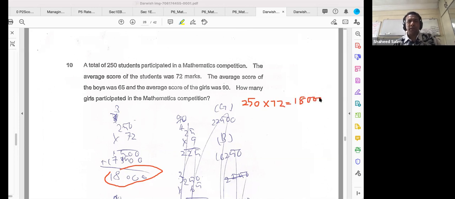All the marks 18,000. The average score of the boys was 65. Average score of the girls is 90. This is algebra lah. All right. This one so unfair. This is so unfair question. Okay. Hold on. We come back to this in a moment.